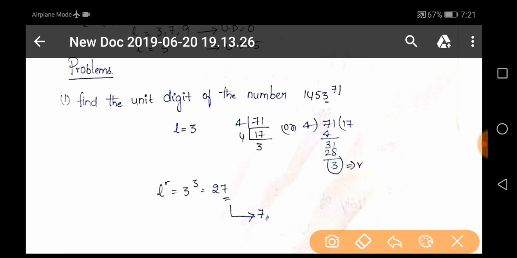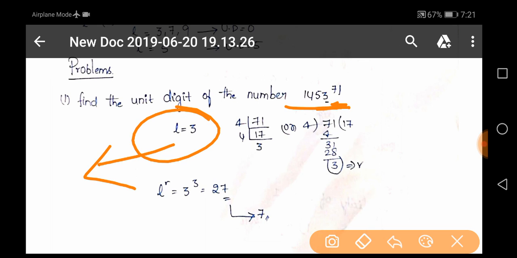Find the unit digit of 1453 power 71. First of all, you have to consider the last digit, that is L equal to 3 from here. Keep this aside. Then take the power. The L value is 3, and the cyclicity of 3 is 4.